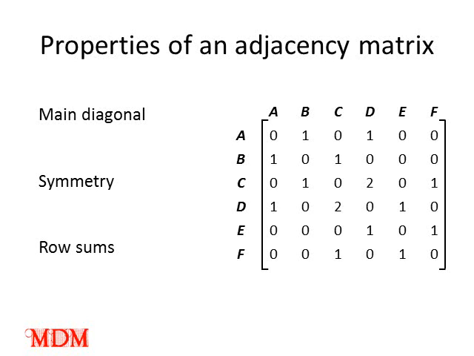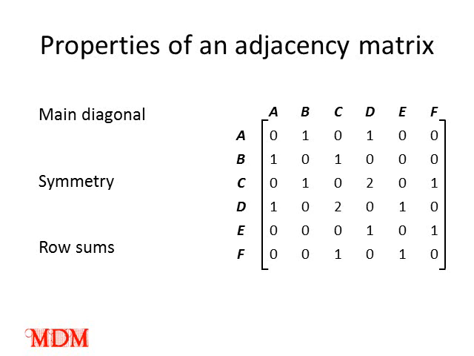And finally, let's look at the row sums. As we look at the row A, we can see that the sum is 2. For row B, it's also 2. For row C, it's 4. For row D, it's 4. For row E, it's also 2. And for row F, it's also 2.